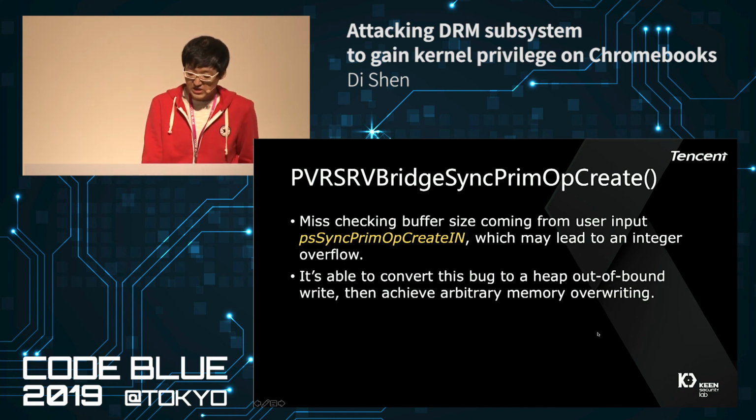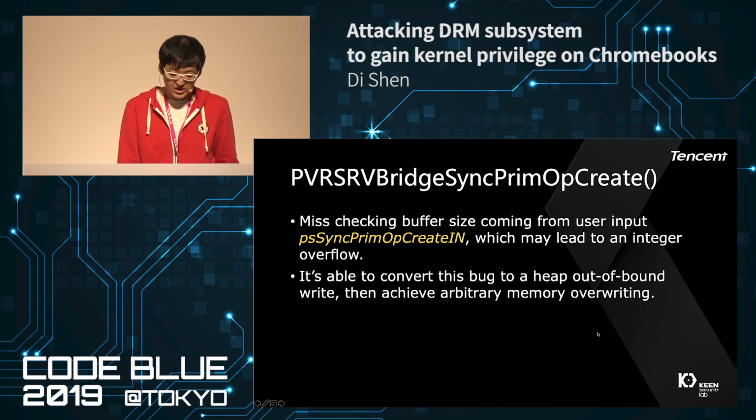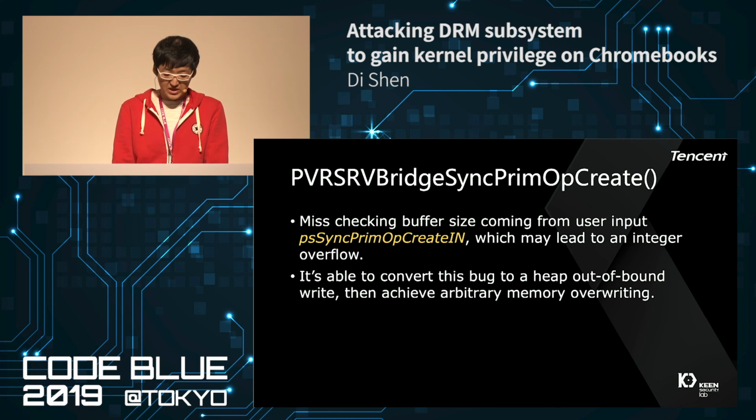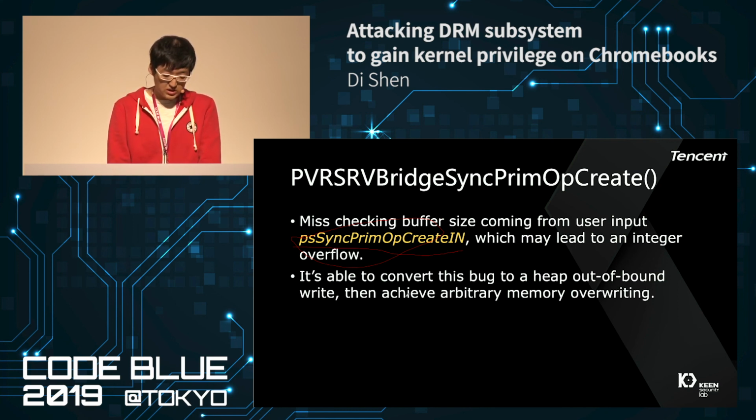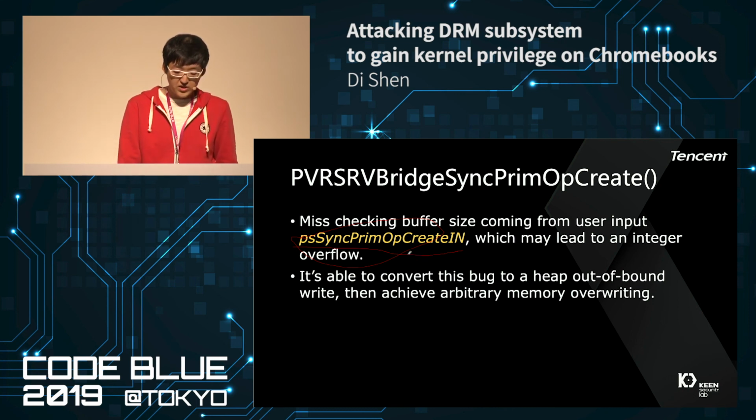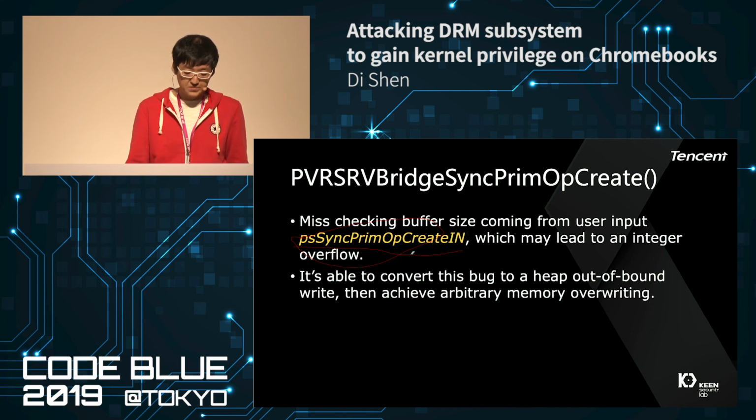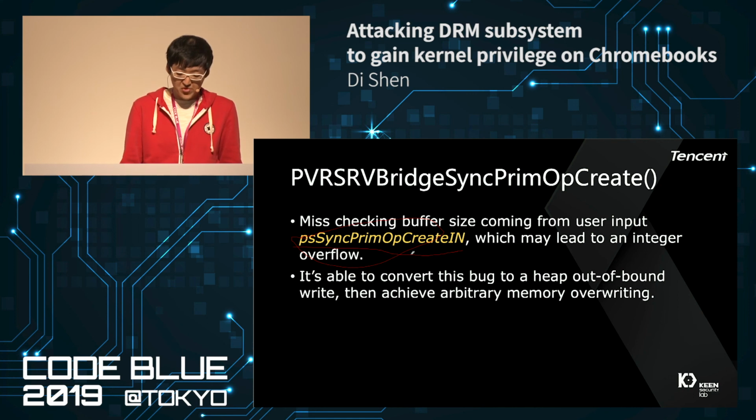The root cause of this bug is mis-checking the buffer size coming from user input, which may lead to integer overflow. The yellow one is a variable that comes from user input. You can control this pointer, and this pointer points to a user buffer. It's just an integer overflow, but after I analyzed it, I know that I'm able to convert this bug to a heap out-of-bounds write, then achieve arbitrary memory overwriting.